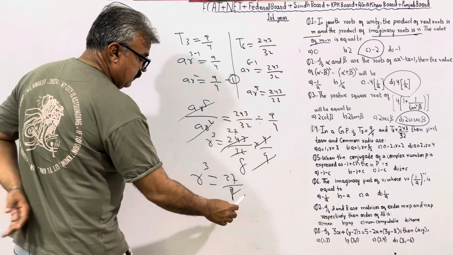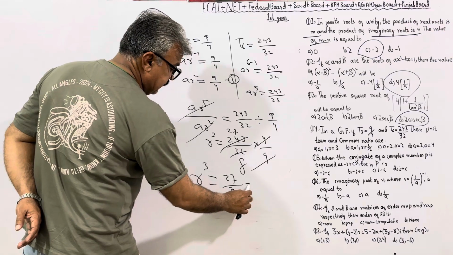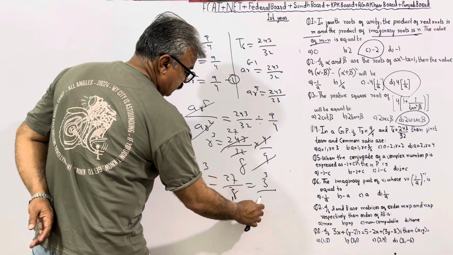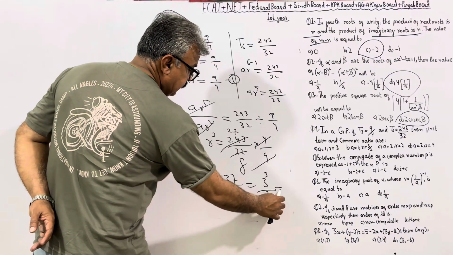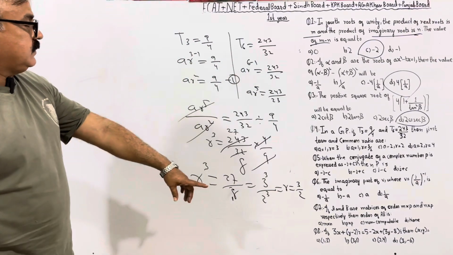27 over 8. From this we can easily find the value of R, that is 3 cube over 2 cube, which means R is equal to 3 over 2.